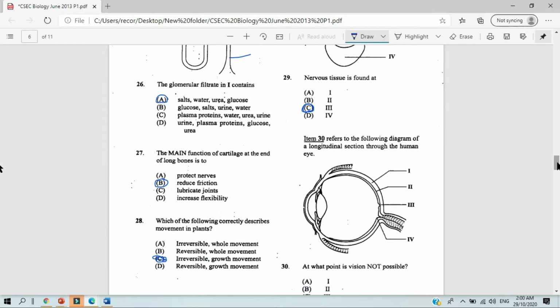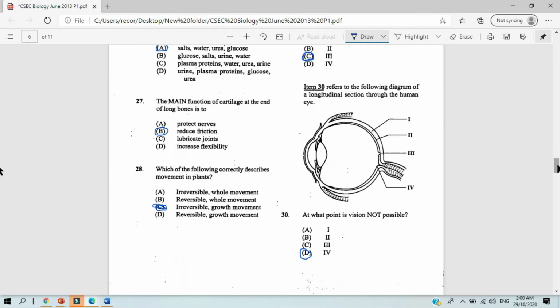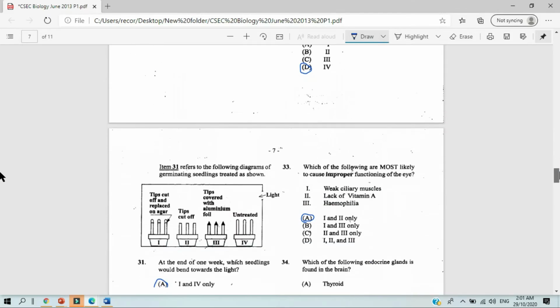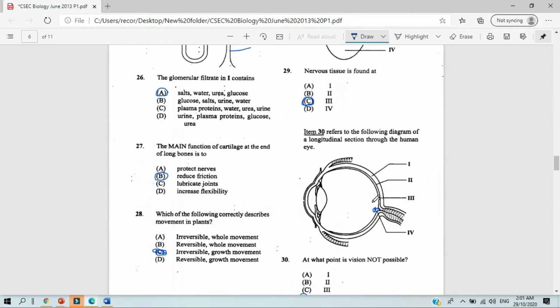All right, so item 30 refers to the following diagram of a longitudinal section through a human eye. Now, at what point is vision not possible? All right, just right here where the optic nerve leaves the eye. So here it's going to be D for your answer. All right, D for the answer there. And why D for that answer? Because right here is where you would find a high concentration of rods and cones around this area, not here. All right.